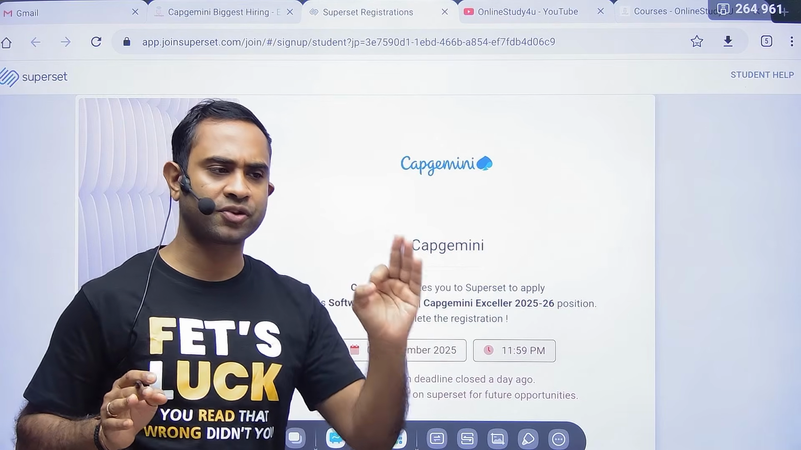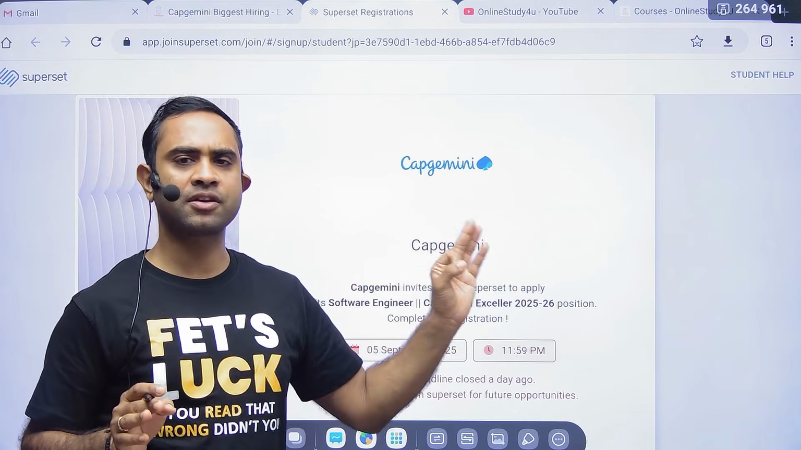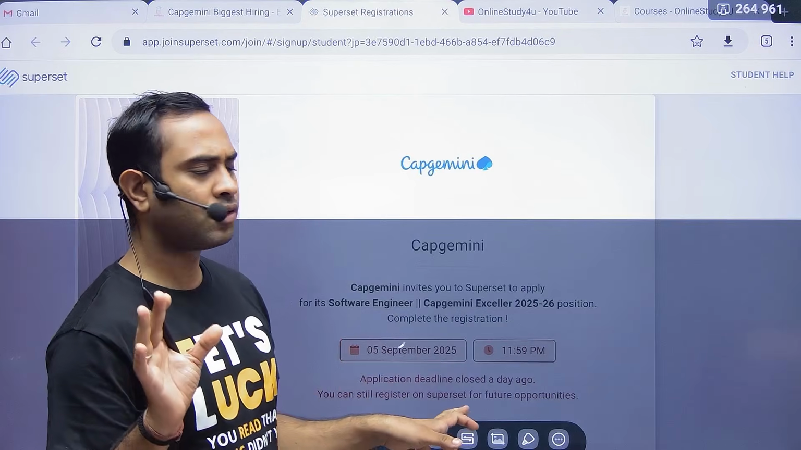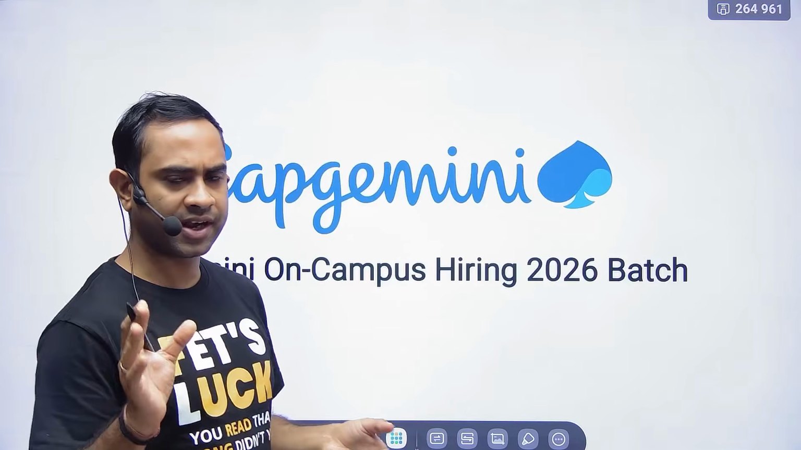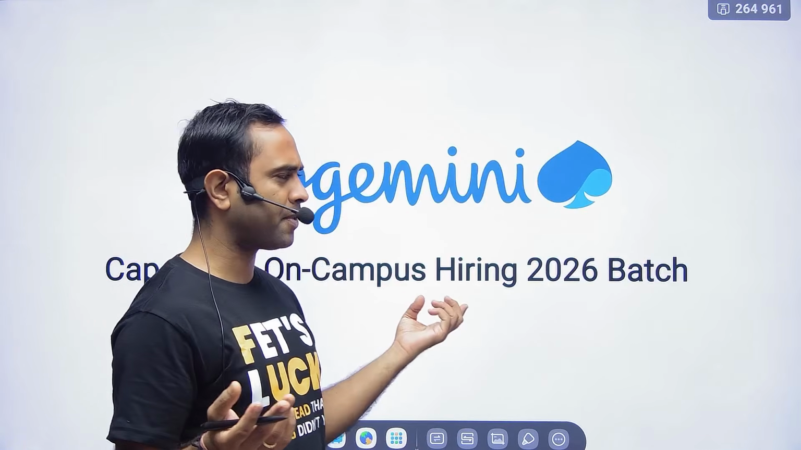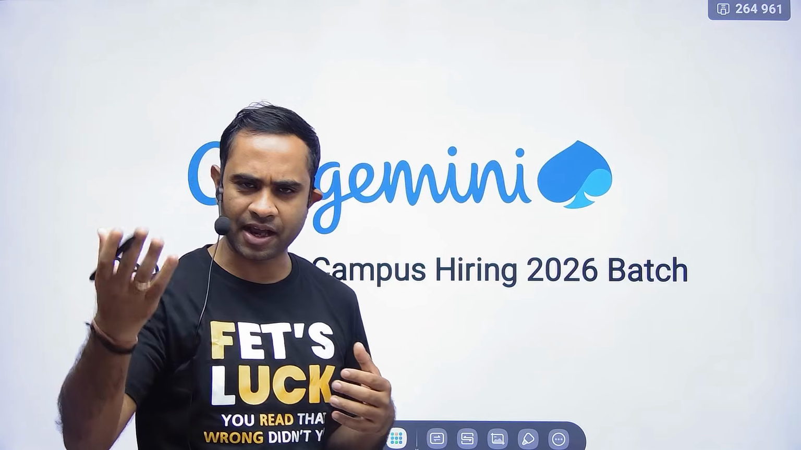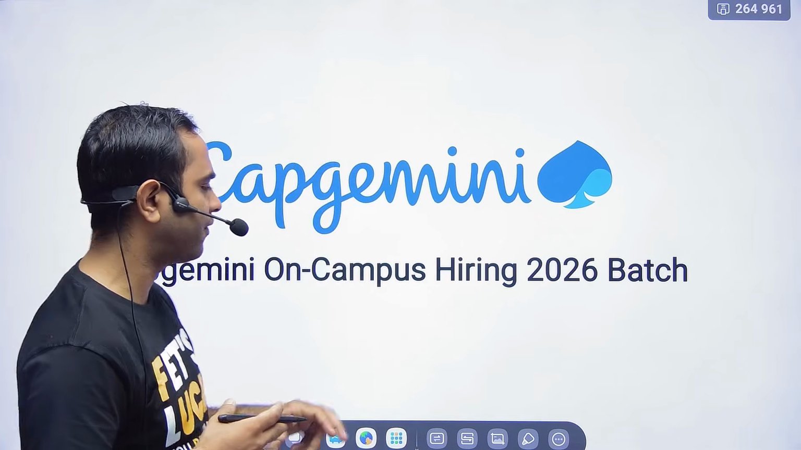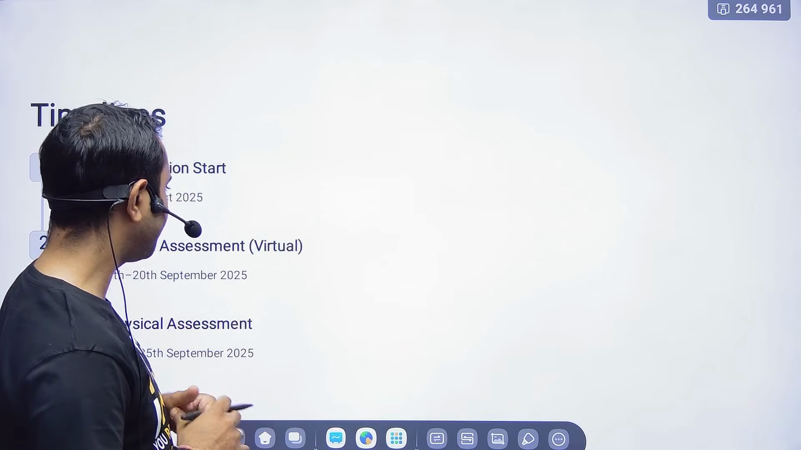In on-campus also, wherever the college is visiting, only there the link was shared by the TPO. The exam is starting from 9th of September. In some colleges it is day after tomorrow, in some colleges it is on 16th. On different dates it is there.